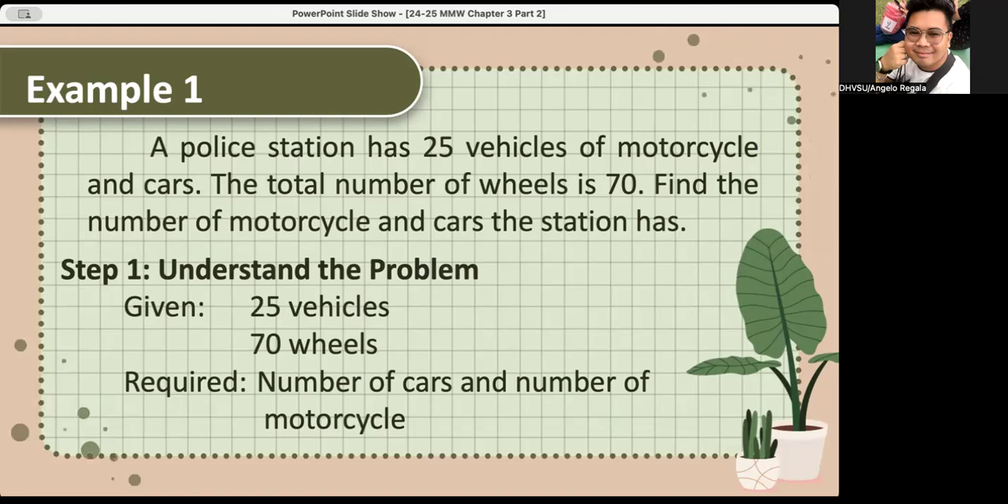Okay, so the first step is you understand the problem. In order for you to understand the problem, you have to know what the givens are. So based on the problem, we have 25 vehicles, a combination of motorcycles and cars. Then the total number of wheels of those 25 vehicles is 70. So the question is, among those 25 vehicles, how many are cars and how many are motorcycles?